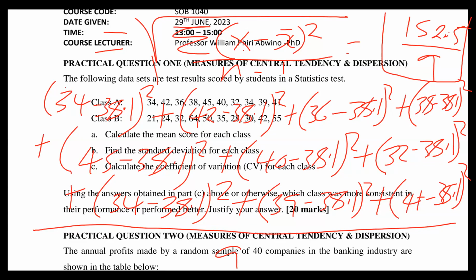Divided by 9. What are we finding? Or are you having a math error?